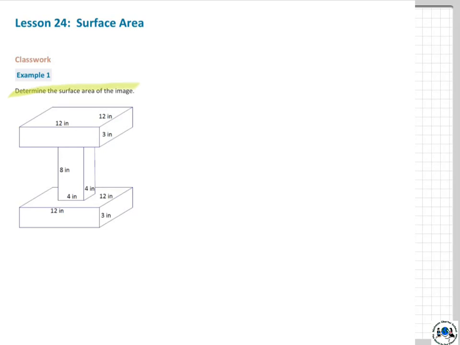Determine the area of the image. Okay, so I'm going to have you struggle with that, if you please, and then come on back and we'll solve it together.